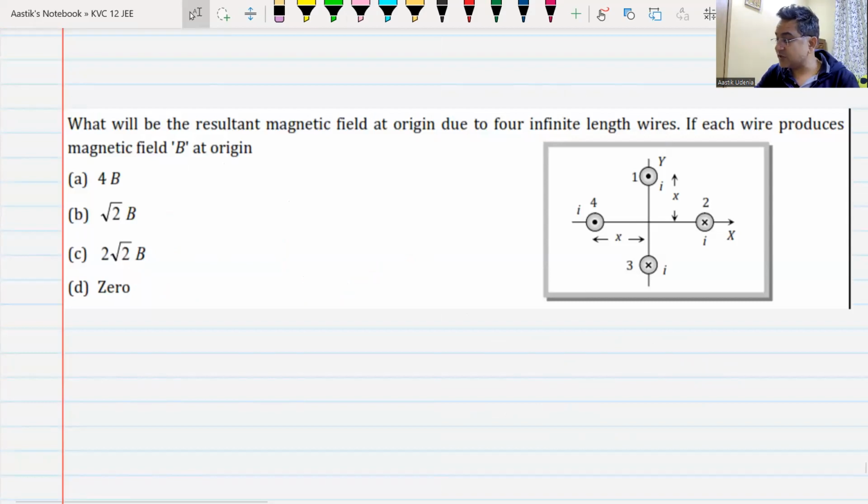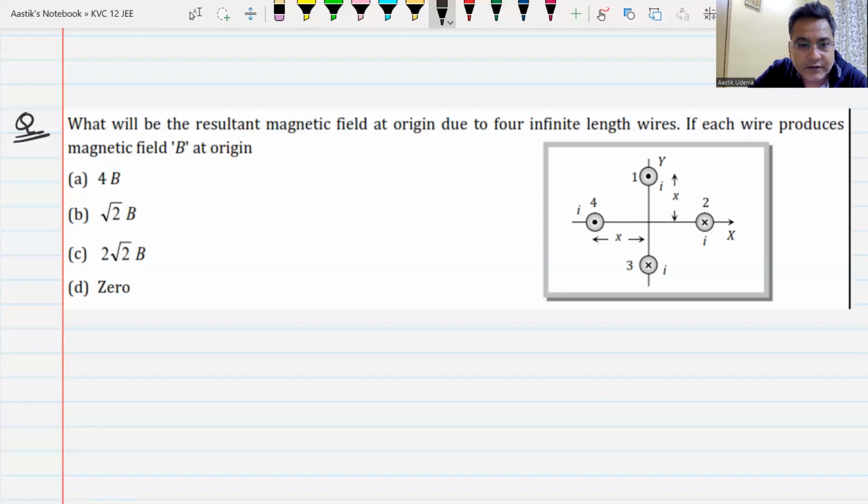This is the next question. I'll give you 2 minutes to solve it. I hope you understand how these 4 wires are. Just to help you out, I will give you a 3-dimensional view also, that might help you in understanding it more nicely.